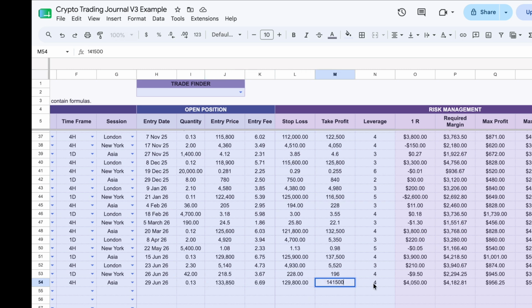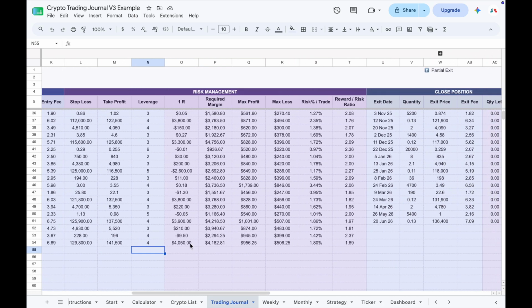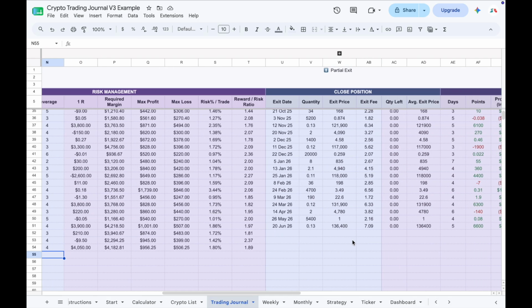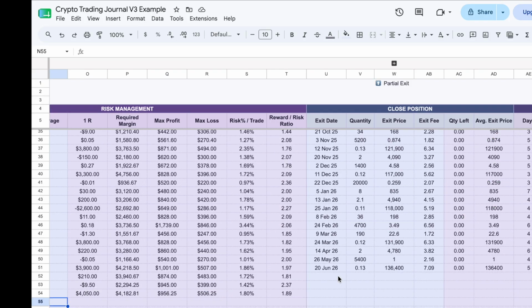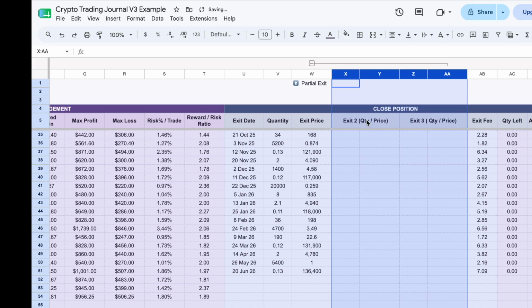take profit, and leverage. From there, the journal automatically calculates important trading metrics, including 1R distance, required margin, maximum profit, maximum loss, risk percentage, reward to risk ratio. Once the trade is closed, simply enter your exit information. If you take partial profits, just click the plus icon at the top of the exit columns. You can record up to 3 separate exits for a single trade.